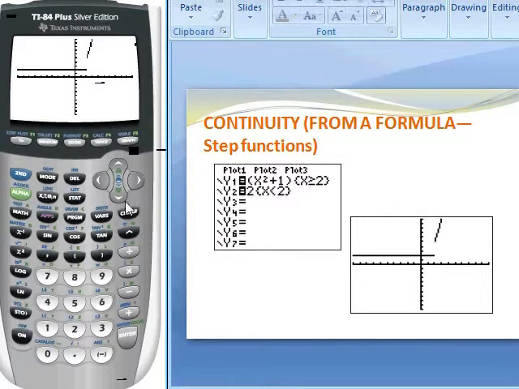And so this is a little summary of how you enter step functions and where you get the buttons, and you can visually see how the discontinuity is displayed in your calculator.